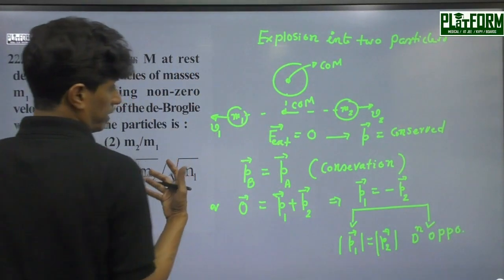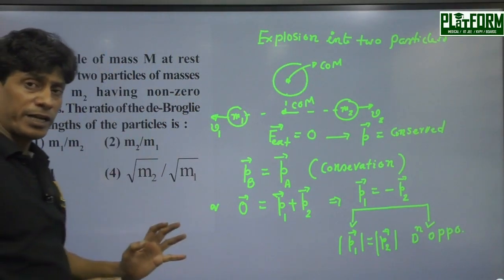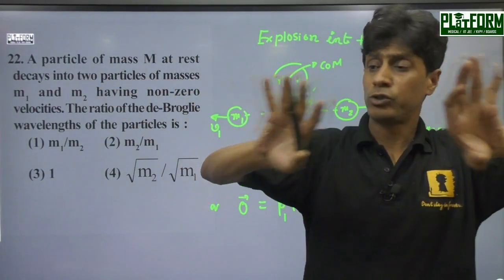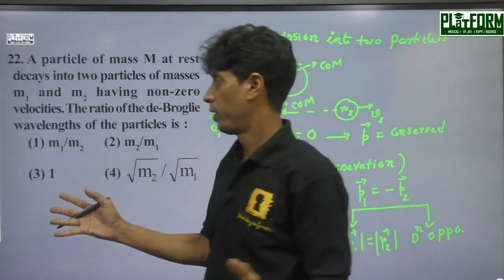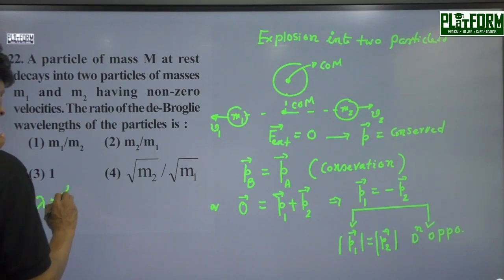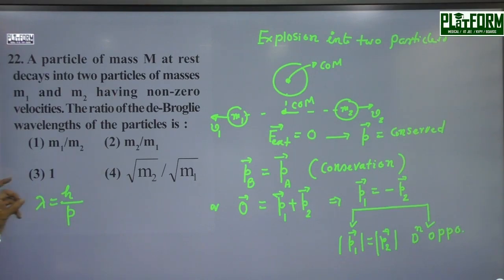So interestingly, when any particle explodes into two particles, you should always keep in mind that the magnitudes of their momentum are equal. And the de Broglie wavelength associated with a moving particle is lambda equals h by P, where P is momentum. So simple, since both particles have equal momentum, the ratio of the de Broglie wavelengths, obviously, is 3.